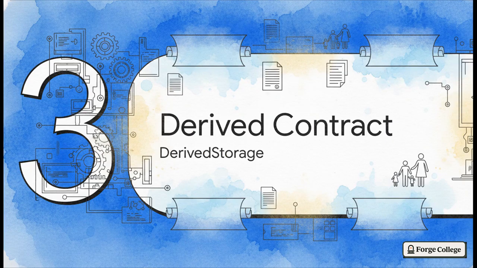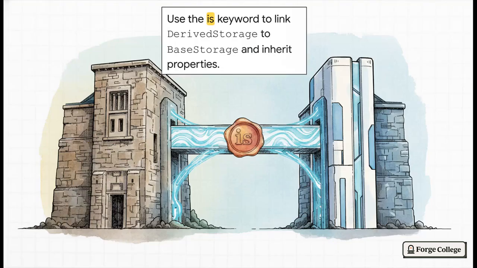Introducing DerivedStorage. So how do we legally link our child contract to the parent's patent? It's incredibly simple. We just use the is keyword right up there in the contract header. By writing contract DerivedStorage is BaseStorage, the Solidity compiler instantly knows that DerivedStorage inherits all the non-private traits and functions of BaseStorage. Just a tiny 2-letter word, and bam, the inheritance bond is securely forged.